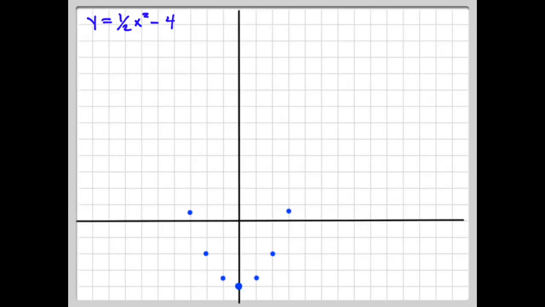How did you get that? 1, 3, 5, 7. I'm going over 1, up 1/2. Over 1, up 3/2. Over 1, up 5/2. Over 1, up 7/2. Okay? That's our pattern. And so we draw our curve based on that pattern.